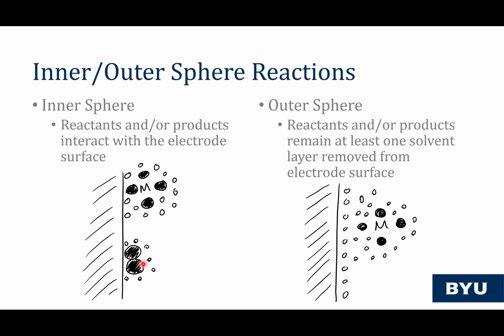And what that means is that we don't have to deal with complications like adsorption and desorption, and so that makes the math a little bit easier. But it also means that how the electrons are getting to this analyte is through electron tunneling. And so they're tunneling through an energy barrier from our electrode into our analyte or vice versa.